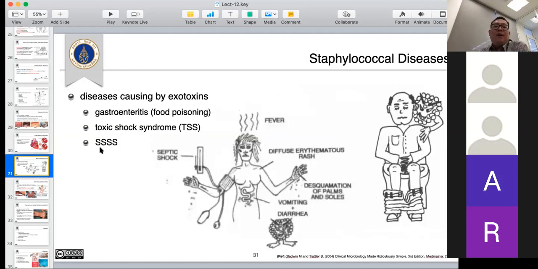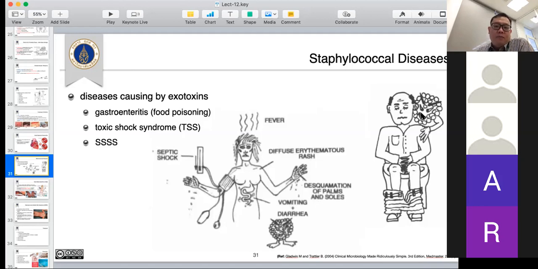The exotoxin of Staph aureus can cause food poisoning, and it normally contaminates protein-rich food and lipid-rich food in the United States of America. It contaminates mayonnaise quite often. So lipid-rich, be careful, mayonnaise lovers, okay?